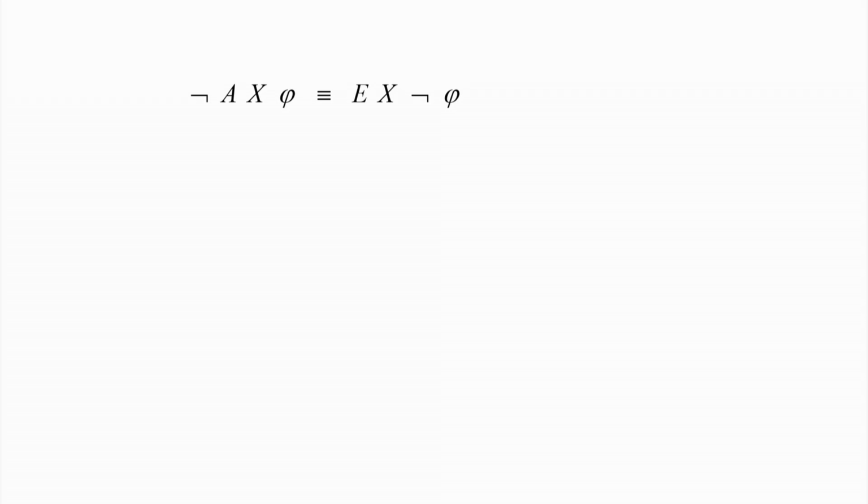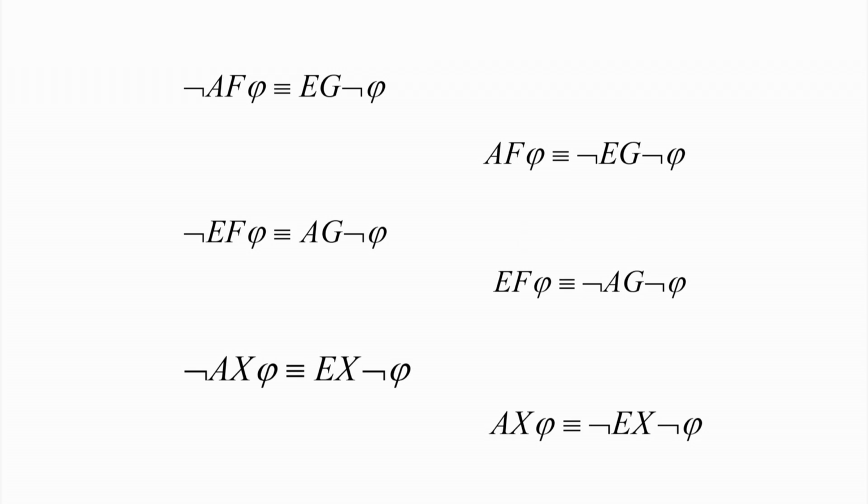Now, with the help of these three given equivalences we can get another three equivalences, and you know about these things, a negation property. Already you have seen that not of A F phi is equivalent to E G not of phi. If I negate both sides then they will also remain equivalent. So, after negating both sides, A F phi is equivalent to not of E G not of phi. This is one equivalence, derived just by taking the negation on both sides.